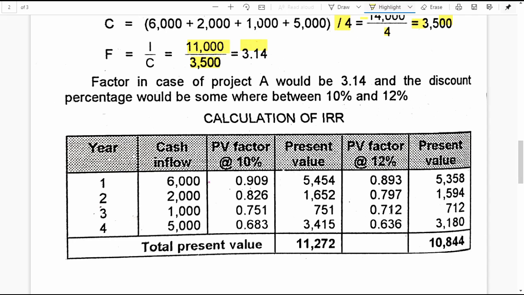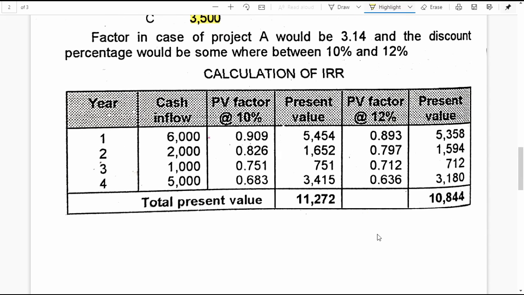At 12%, these are all the PVIF factors according to table number 1. Now let us multiply the cash inflows of project A with respect to PVIF for each year. It is given as these values. The total of the present value of cash inflows at 12% for project A comes to 10,844. Yes, now we are ready for calculating IRR of project A. How do you say that? Yes, when we calculate the total present value of cash inflows, one value should be lesser than 11,000, which is the investment.